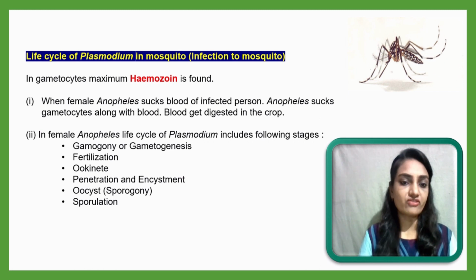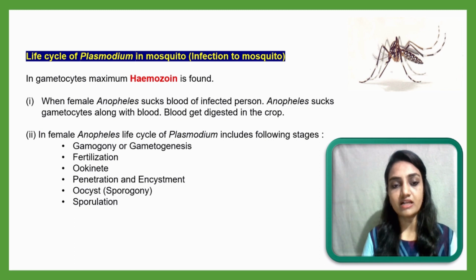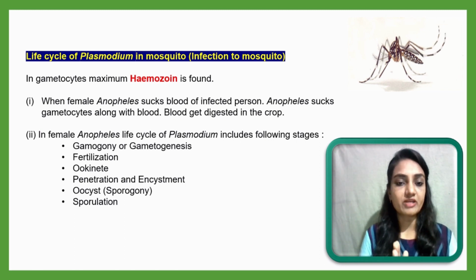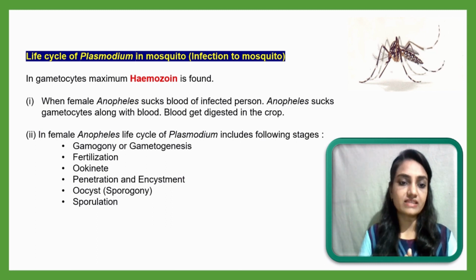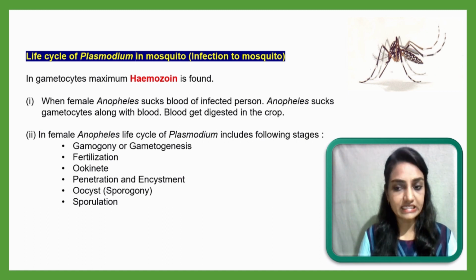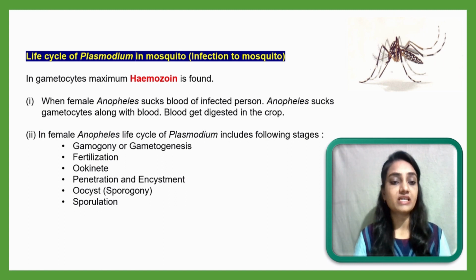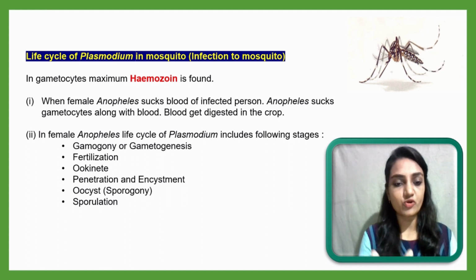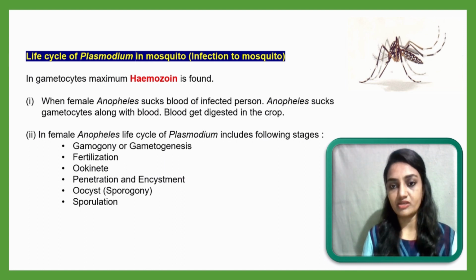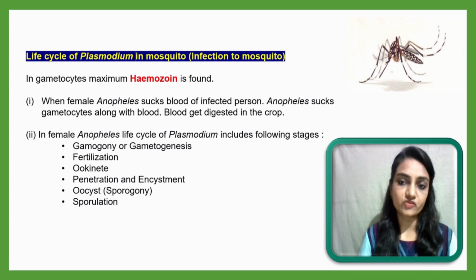In the female Anopheles life cycle, plasmodium includes the following stages, which we will learn in detail. These stages include gametogenesis, or gamogony. Inside the human there was schizogony; inside the mosquito there is gamogony. Then fertilization takes place, then ookinete formation, then penetration and encystment, then oocyst formation, also called sporogony, and finally sporulation. All these stages appear and are observed inside the mosquito. So let me explain in detail.